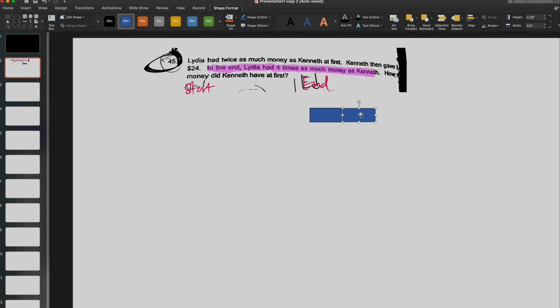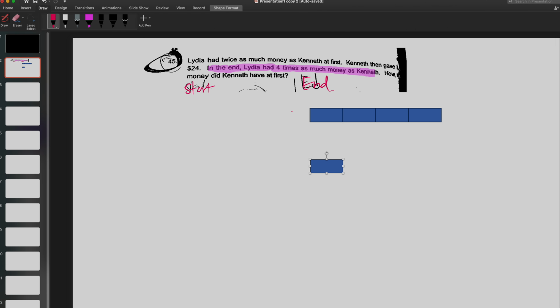So I'm going to draw 4 rectangles to represent Lydia as 4 times Kenneth. All right. So label, this is Lydia, then this is Kenneth. Okay, so now we need to work backward, meaning work from the back to the front. What happened in the middle? Something happened. It says Kenneth actually gave Lydia $24. So Kenneth gave away $24 to Lydia.